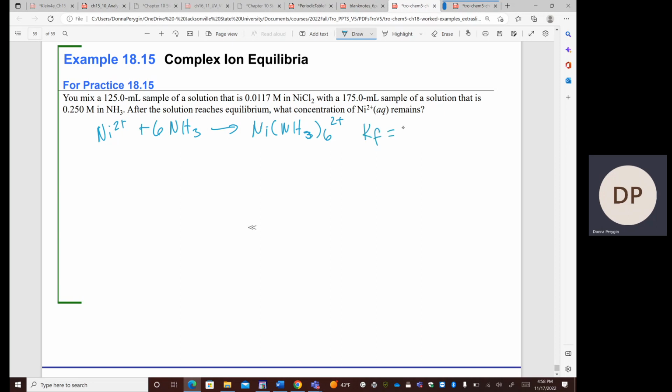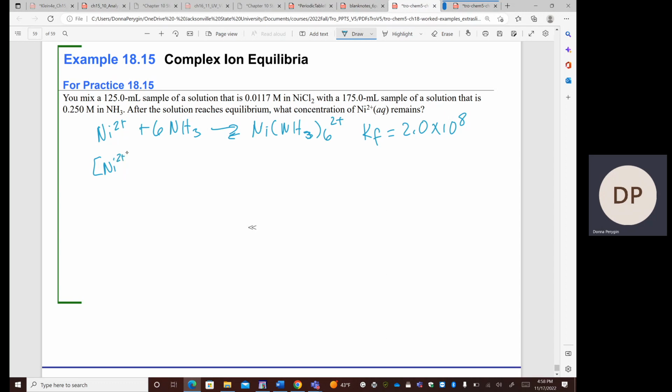The K sub F is equal to 2.0 times 10 to the 8th. So this is a large formation constant, but there may be a small amount of the reverse reaction. So we need to solve for our new concentration of each of our starting species. So our nickel concentration, once we mix, okay, well, I should put that 2 on the inside.